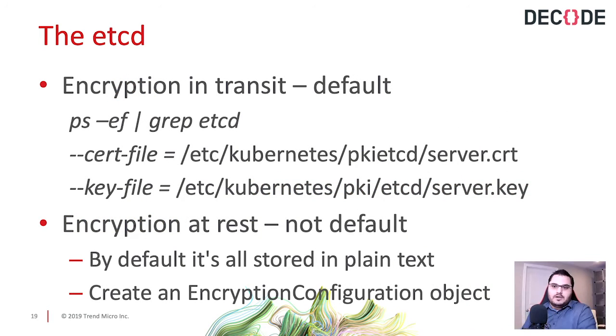For etcd itself, the main things you need to worry about are the encryption in transit and the encryption at rest. The encryption in transit is set by default, and it's usually taken care of for you when you create your cluster. You can see that Kubernetes creates a certificate and a key file for your etcd, so all the communications between etcd and the other components are encrypted. But the encryption at rest, the encryption of the objects themselves inside Kubernetes, is not done by default, right? By default, as I said, they're stored in plain text, and you need to be very careful with that.